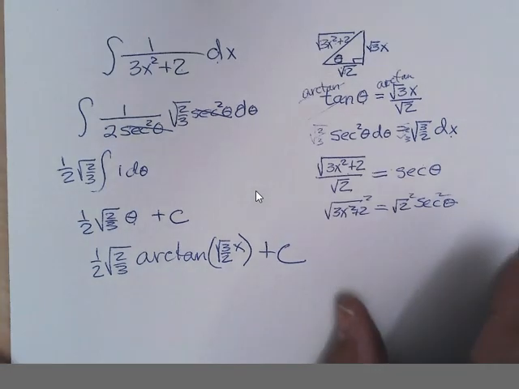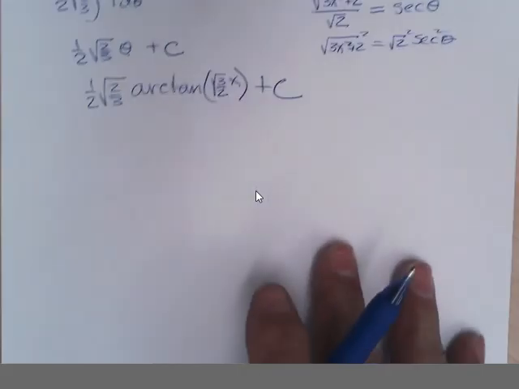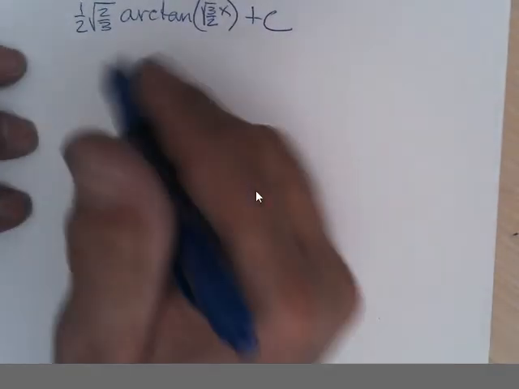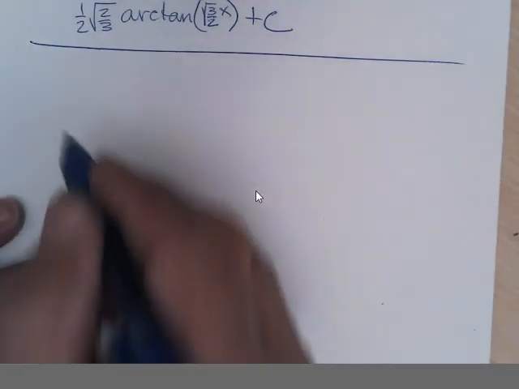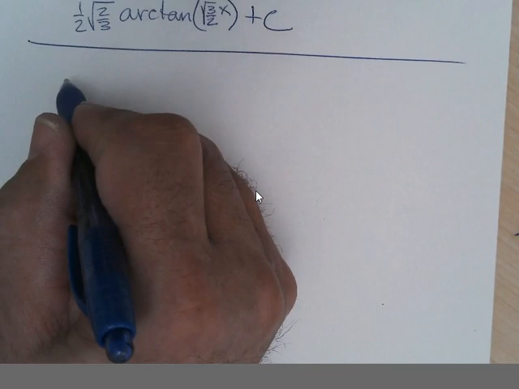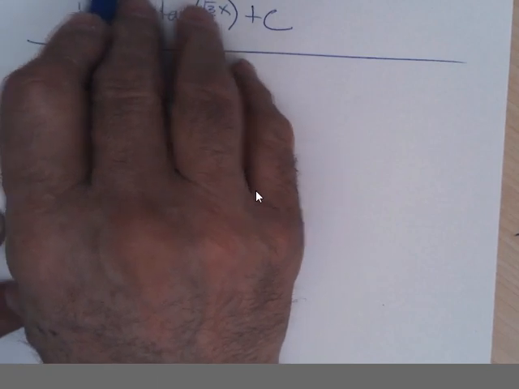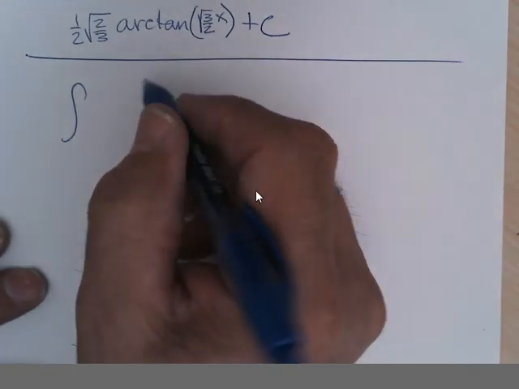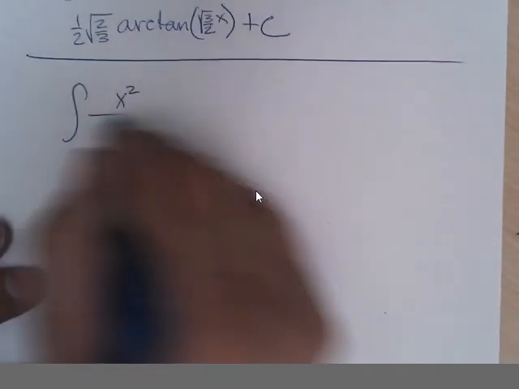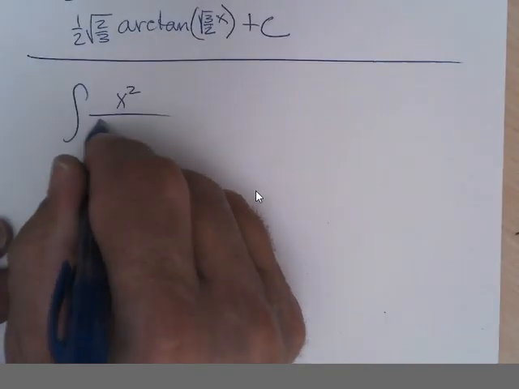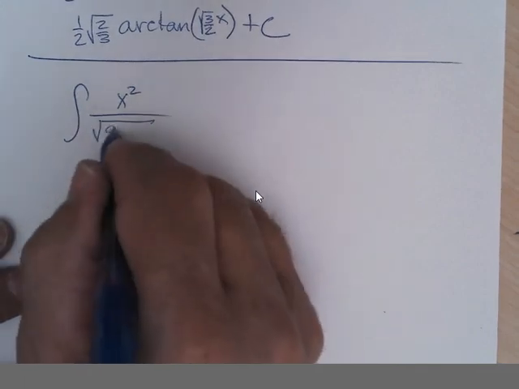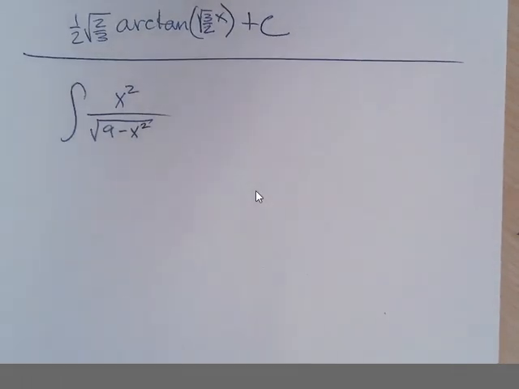All right, let's do one more. Let's do this one. This one will show you that it doesn't always come out to be 1 d theta like we had up here and on the other one. I'm going to do the antiderivative of x squared over square root of 9 minus x squared.